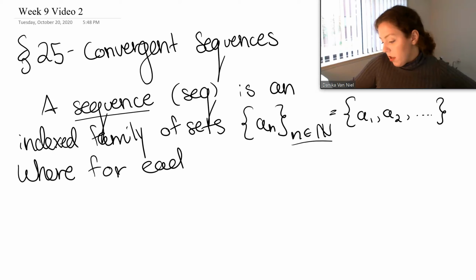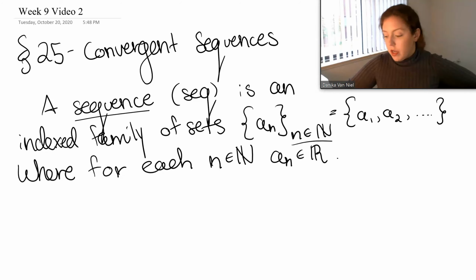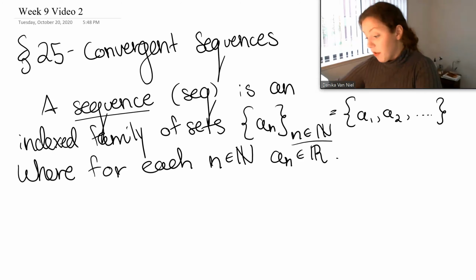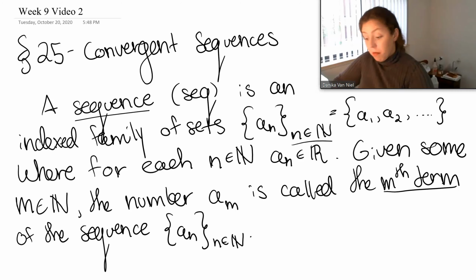For each n in the naturals, A sub n is in the reals. When you go into other classes, you may have sequences that look different than this, but for our class, this is a good base to start in, just thinking about sequences in the reals, and then maybe later on in your mathematical career you can expand from that. Given some natural number m, the number a sub m is called the mth term of that sequence.